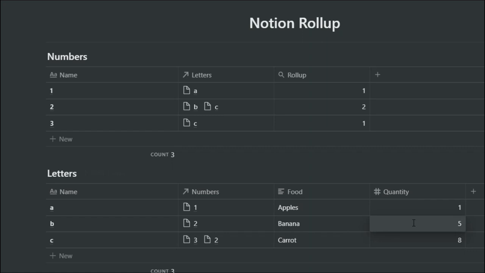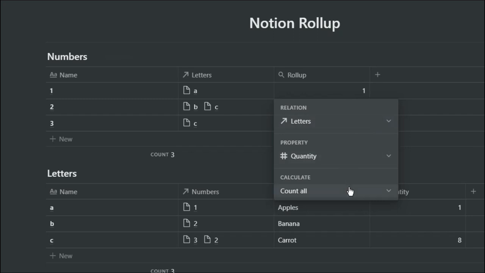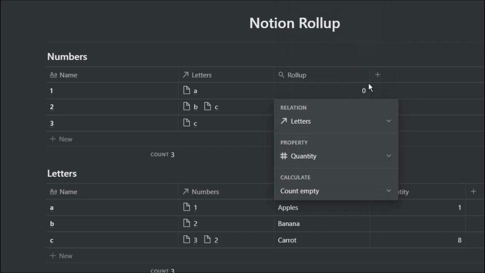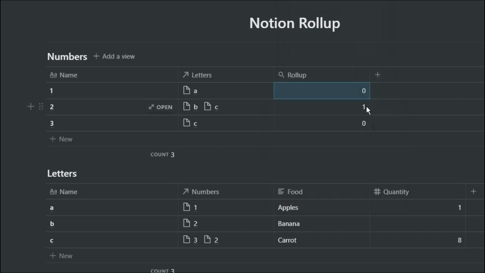Or if you want to find out if you've missed something off your shopping list or there's no data in somewhere, what you can do is ask the rollup to count empty. So now it's looking in the letters relational database, looking at the property quantity and counting what boxes are empty. And because letter B is empty, that counts as 1. So wherever B is, there is going to be a 1, and you can see number 2 has B in it, which means there is 1 box empty.